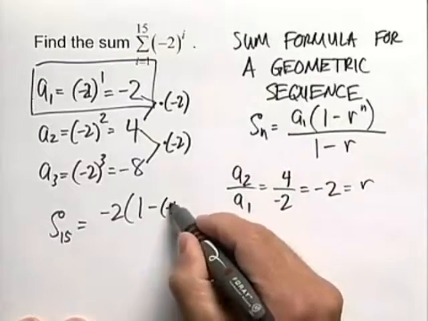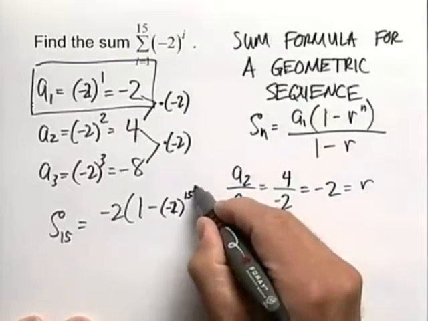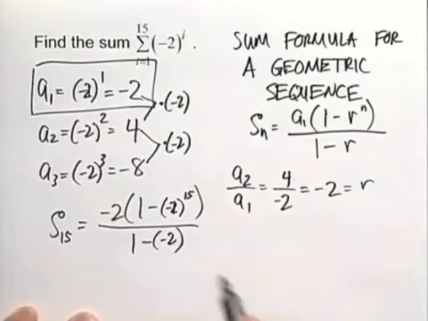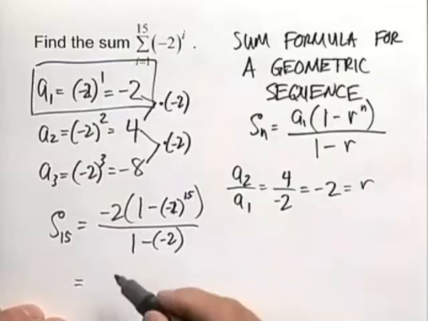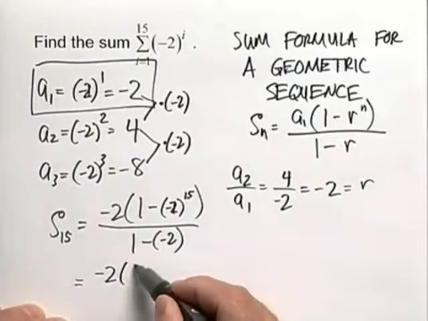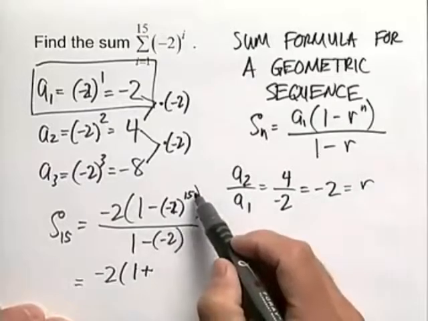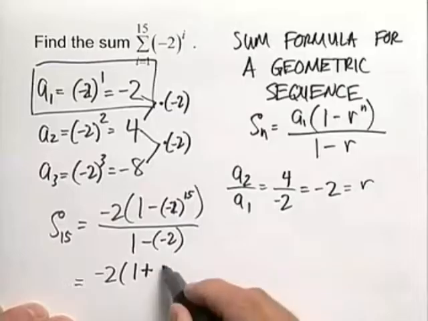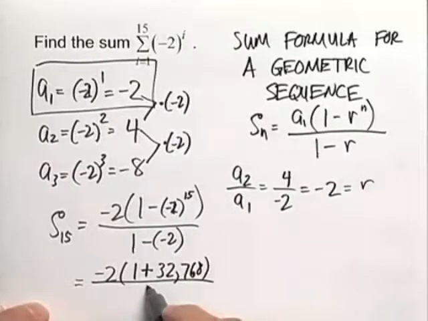So we'll take that now and plug it into our formula. You're going to want to use parentheses here. We've got our negative 2, again to the 15th power, all over 1 minus a negative 2. So this gets kind of messy. You have to be careful in writing this out. We come up with something like negative 2 times 1 plus, in this case, since we have a negative base to an odd power, is going to be negative, minus a negative will give us that plus 32,768 all over 3. So let's clean this up here.